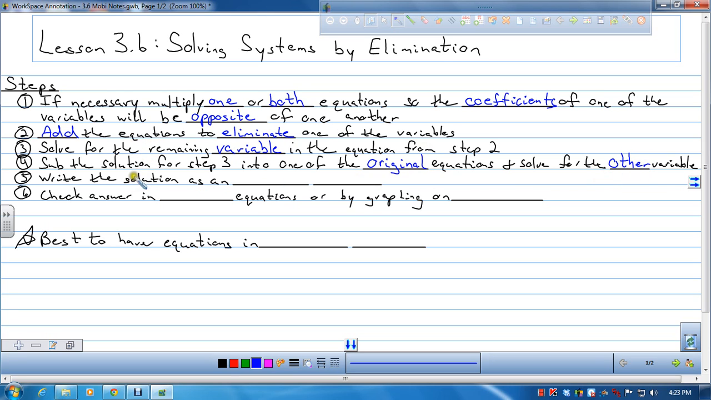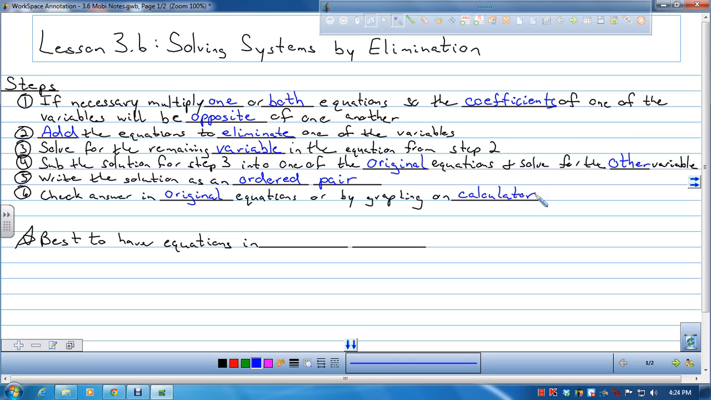Once I do that, I write the solution as an ordered pair, and we remember that all the solutions for systems of equations can be listed as ordered pairs. Then we'll either check our answer in the original equations by plugging them in, making sure that those equations are in fact true, or, even though we're solving these algebraically, you can graph them on your calculator. So you want to make sure that you're getting comfortable with that.